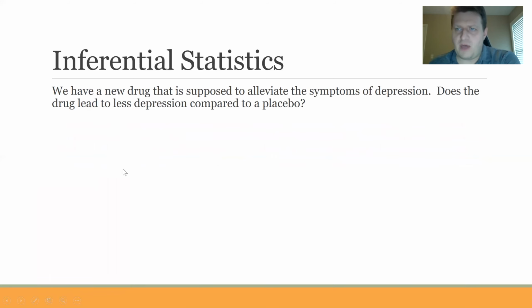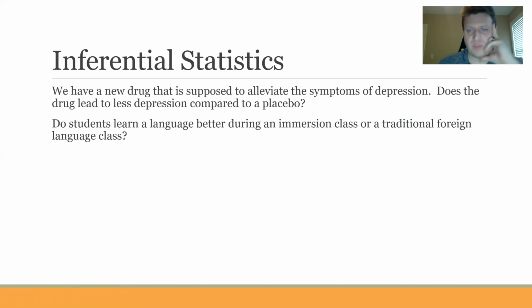Just some other examples of questions that we can answer using inferential statistics. Let's say that we have a new drug, maybe something like Prozac, that's supposed to alleviate the symptoms of depression. We need to conduct a research study to see if it reduces the symptoms of depression above and beyond a placebo. We're inferring things from a sample to a population, which is very important.